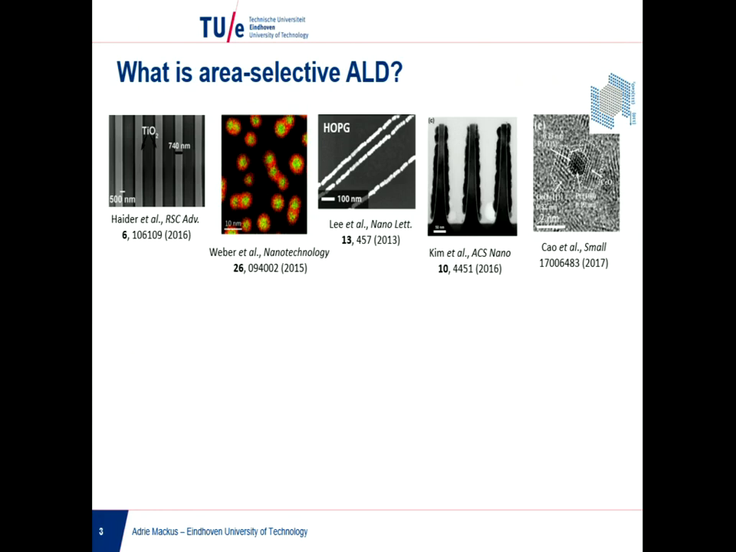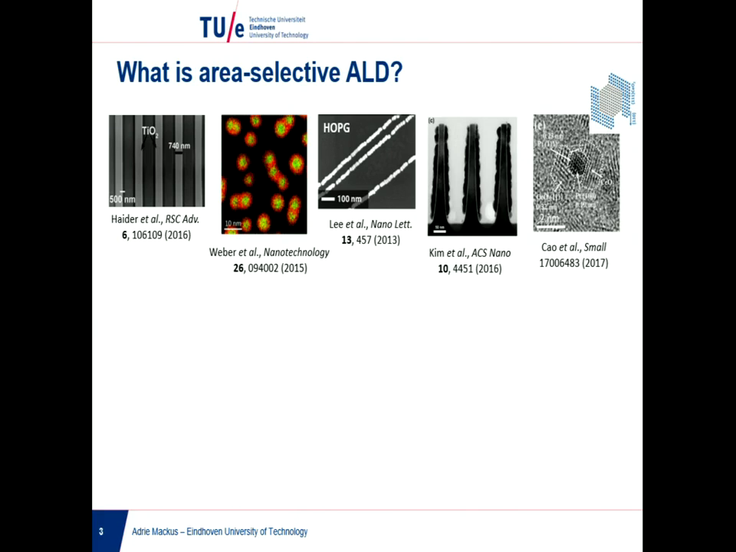So what is area-selective deposition, or area-selective ALD in this case? Here I show some examples of structures that were made, in my opinion, with area-selective deposition. You can, for example, think about patterning a resist film to limit the growth to specific locations. We'll talk about that extensively, especially in the first part of this talk.